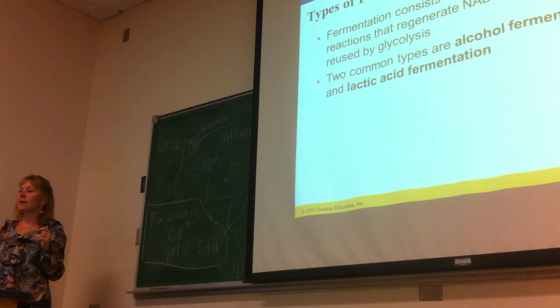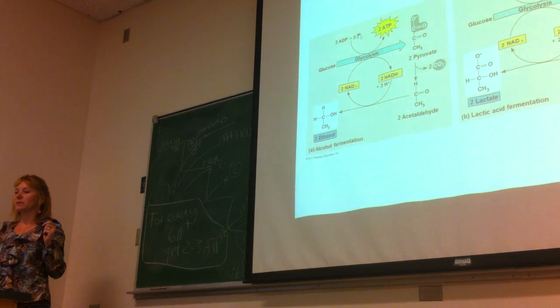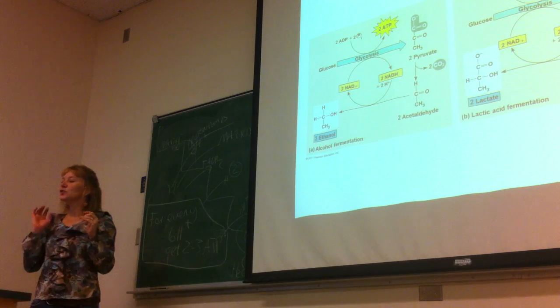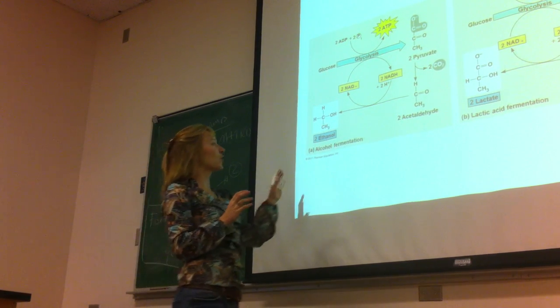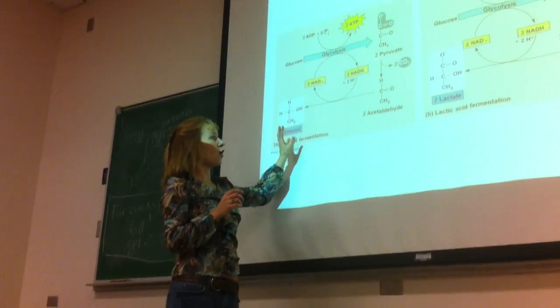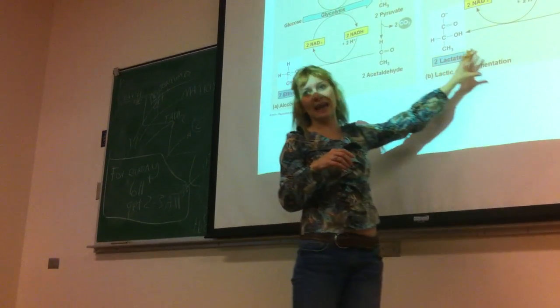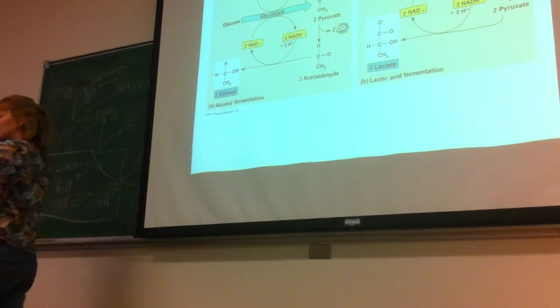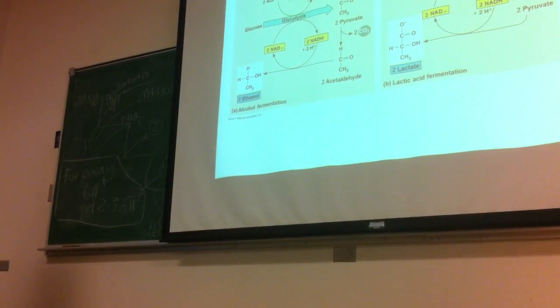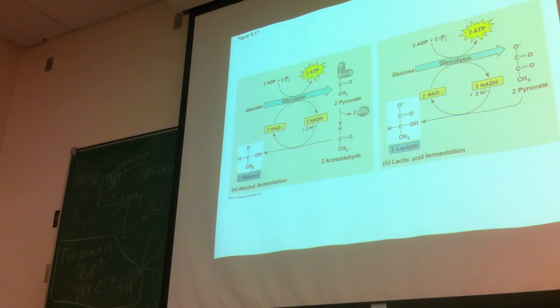I will go through these. I'll come back to anaerobic fermentation in a moment. So the 2 processes by which fermentation is well known to occur: one is called alcohol fermentation, and the other is lactic acid fermentation. In both of these situations, your cells are going through glycolysis.